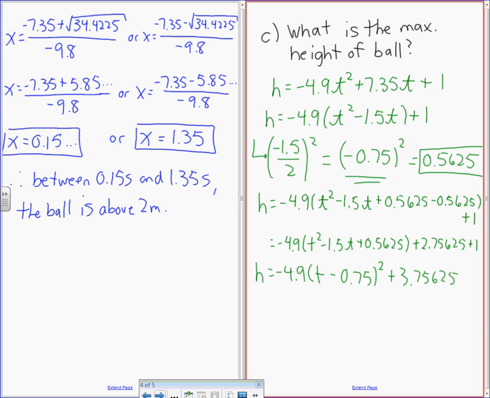So, Alistair, what is the maximum height of the ball going to be? 3.76 meters. Great. That's a pretty good shot there. Therefore, the maximum height of the ball is 3.76 meters.